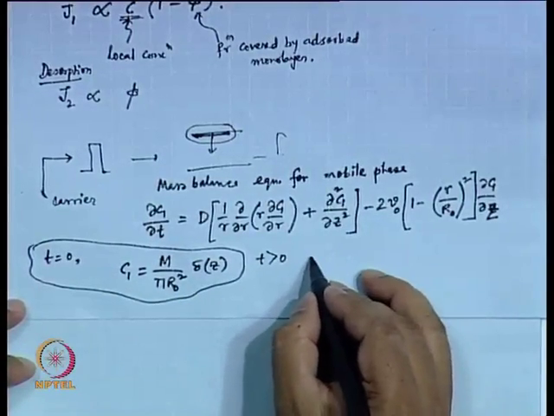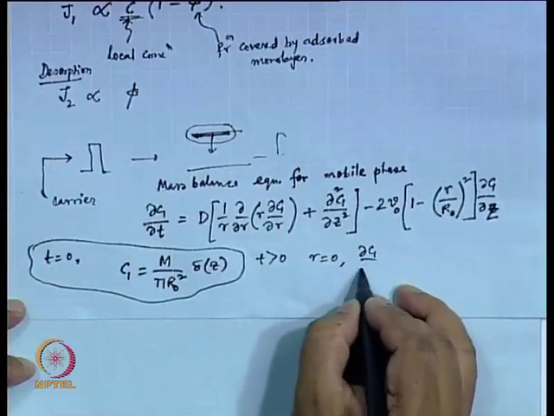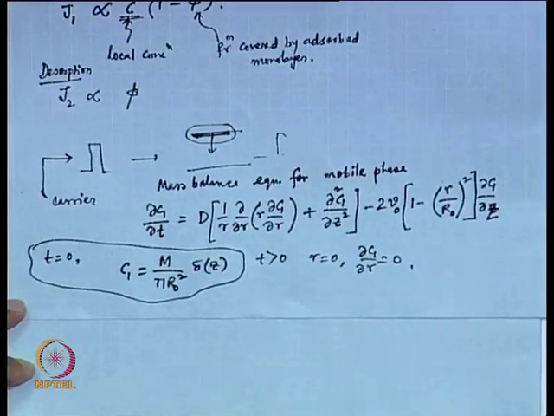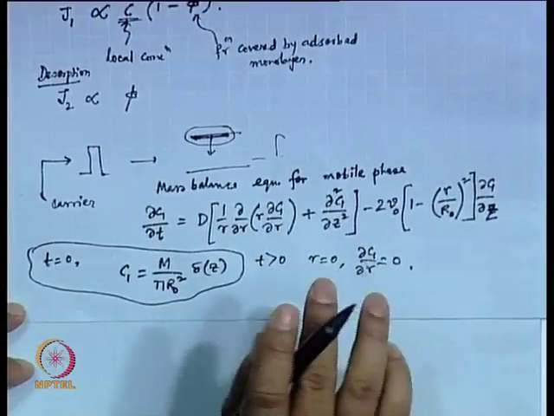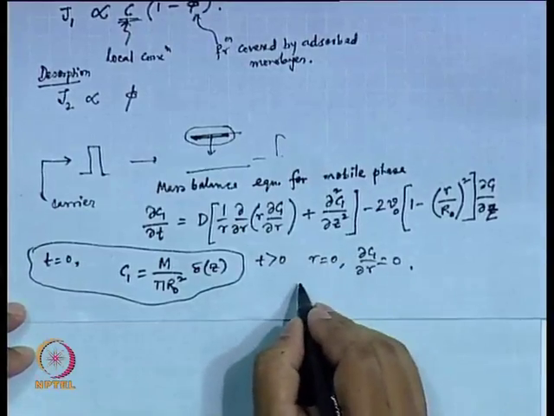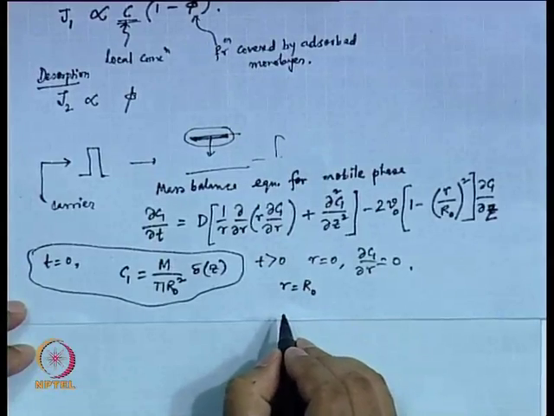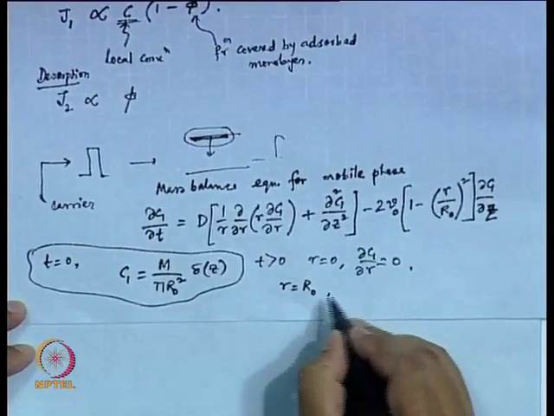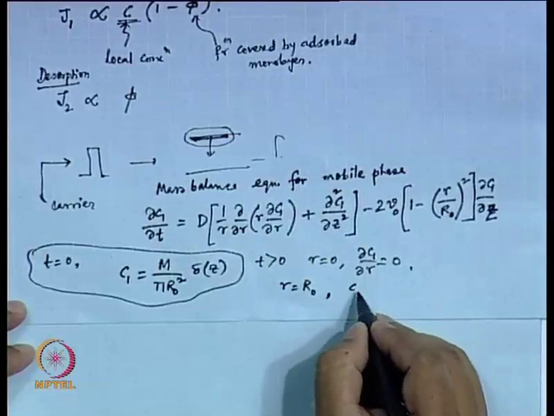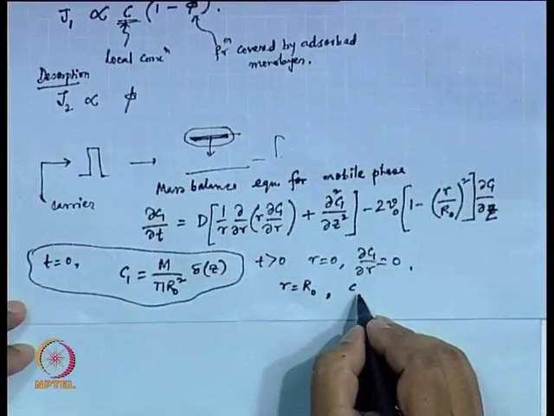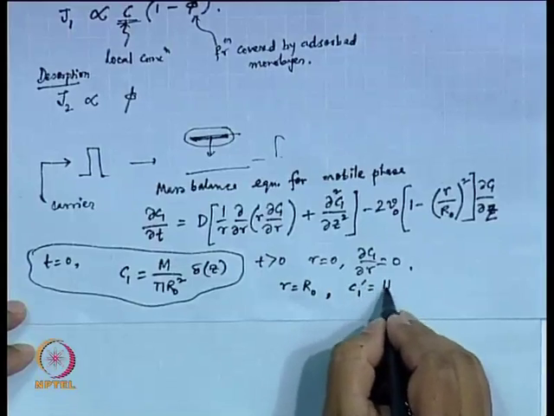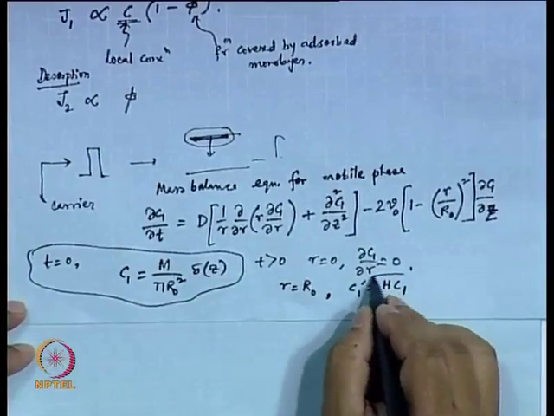For t greater than 0, at r equal to 0, symmetry has to be there. You have not done anything; if you have a channel of circular cross section and you have coated the wall uniformly, then you have no reason to believe that symmetry has been sacrificed. So, at r equal to 0, del C1 del r would be equal to 0, that is known. And then you have another condition that at r equal to r0, that means at the wall, there would be some continuity in concentration, written as C1 prime equal to h C1, that is one thing.